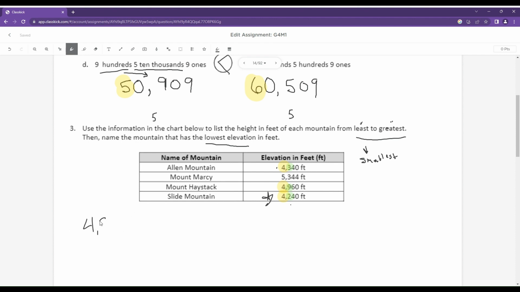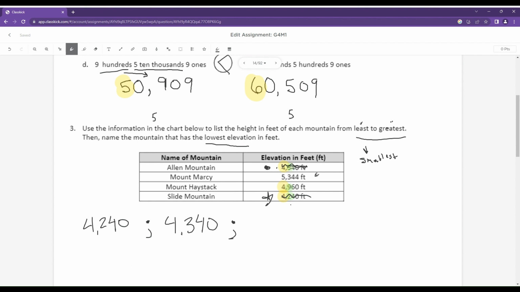So 4,240 feet is going to be first. I'll go ahead and cross that out. And what's the next smallest? So again, I'm looking at my thousands place, 4,000s, 4,000s. Okay, those are the same, so I need to move over to my hundreds. Here I have 300s compared to 9 in the hundreds place. So 3 being less than 9 makes this the next smallest. 4,340. Get rid of that one.